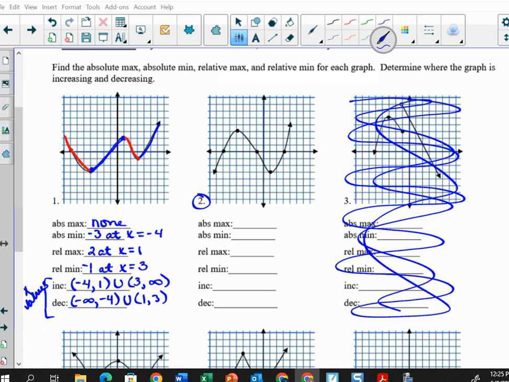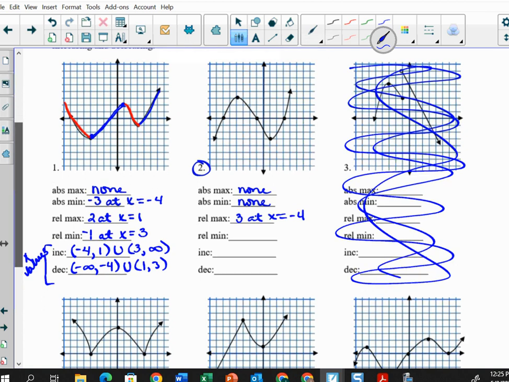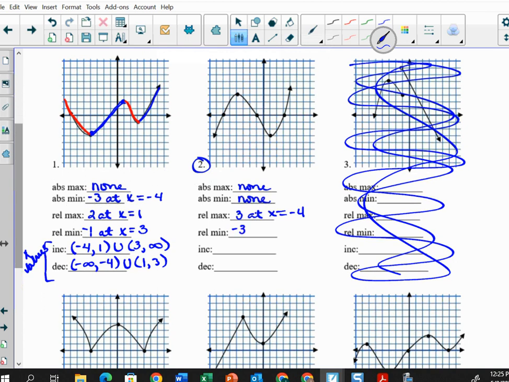All right, let's go through it. Is there an absolute max? No. Is there an absolute min? Okay. What is the relative max? Good. What is the relative min? Okay, where is it increasing? Good, and only one decreasing section from?